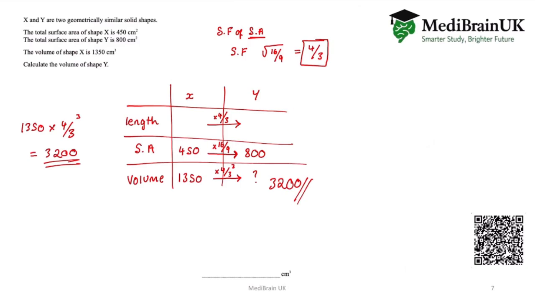Again, as you can see, drawing out that table makes life much easier. If you know the scale factor of surface area, you can work out the scale factor of length by square rooting it. If you know the scale factor of volume, you can work out the scale factor of length by cube rooting it.